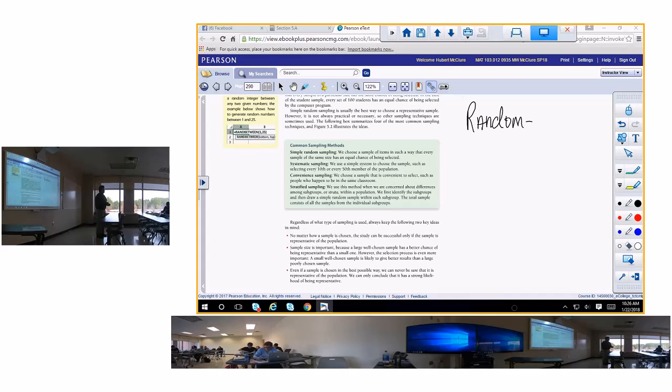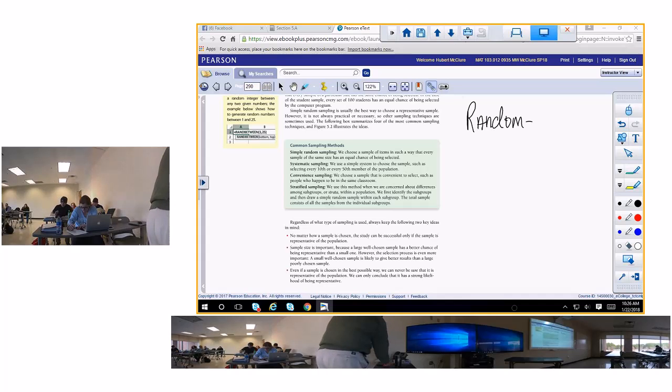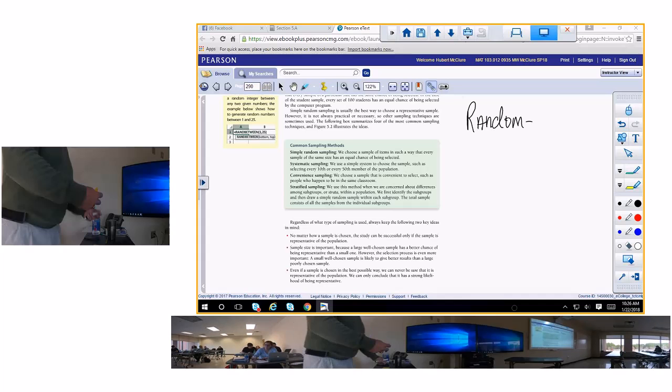Let's say I wanted a random sample of people in here, blah, blah, blah. And I took everybody's name. I took one of these Post-it notes right here. The reason I'm showing you the Post-it notes is not to take up time, but there's a reason I'm showing you the Post-it note.